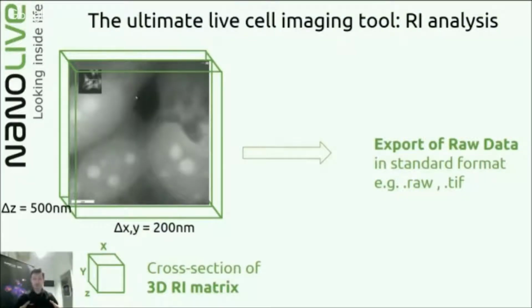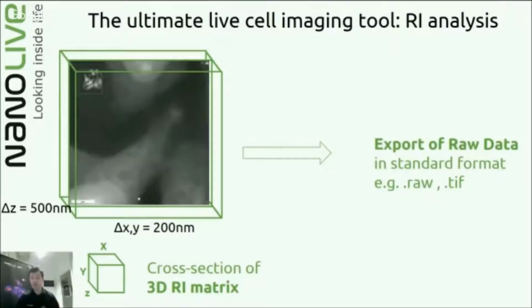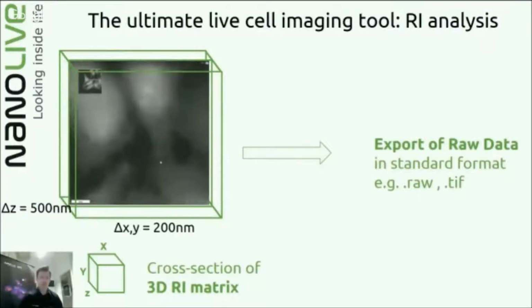So the Z-stacks can be exported in the most common picture formats like RAW or TIFF, and then can be processed downstream with all the types of programs that you're normally using, like CellProfiler or ImageJ and so forth. Okay, whatever you call it.